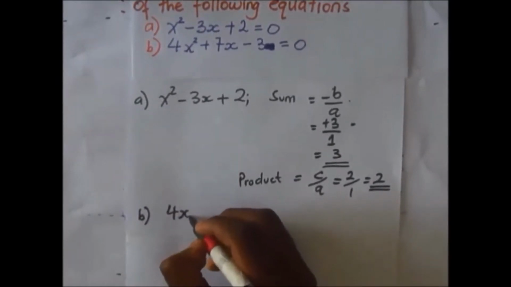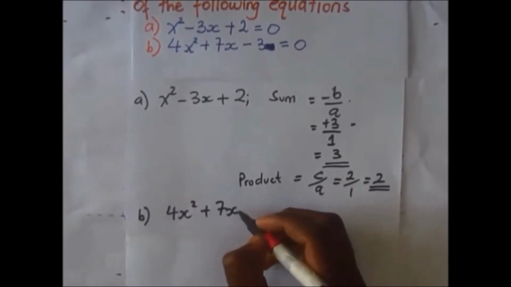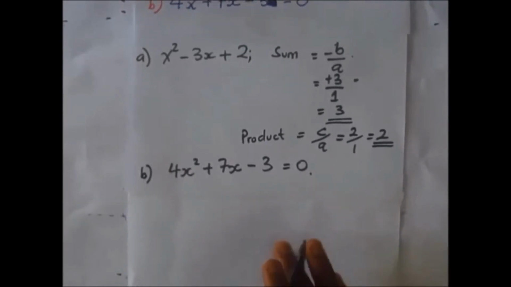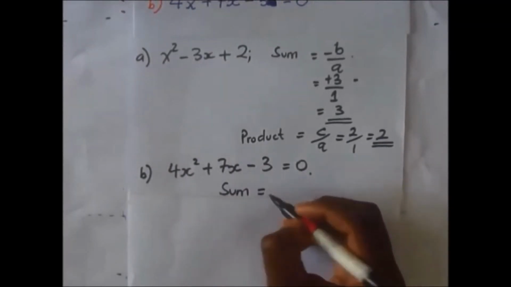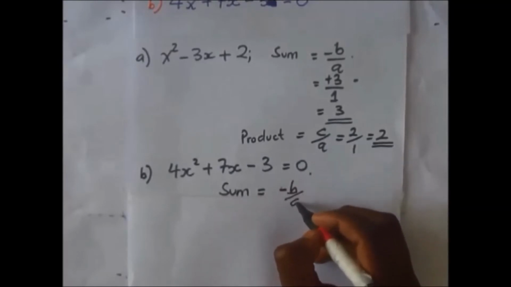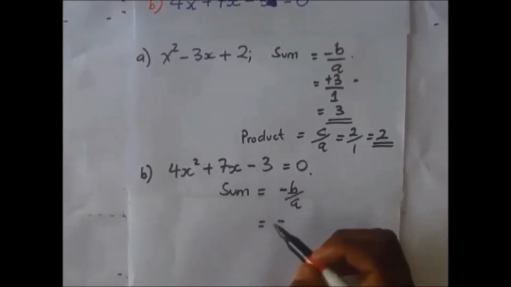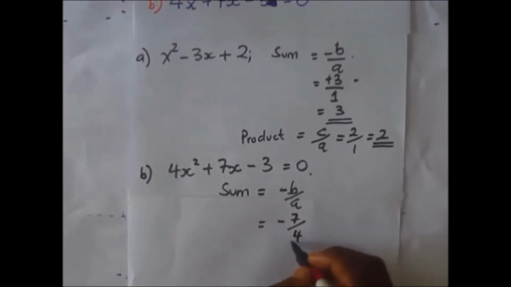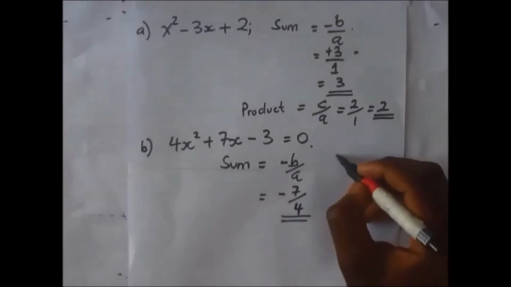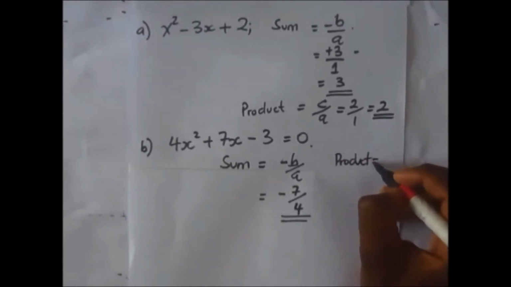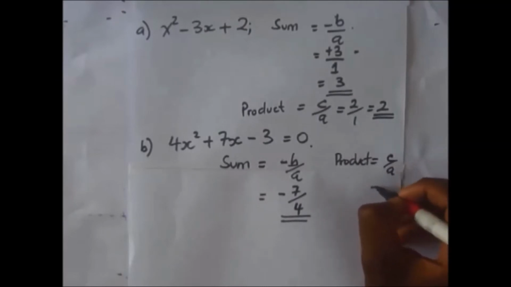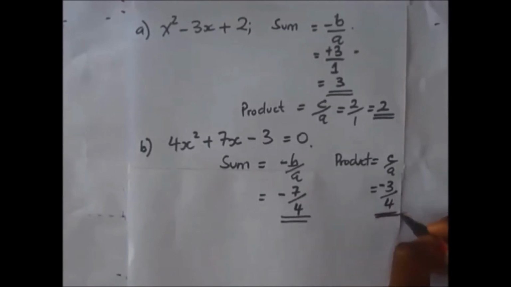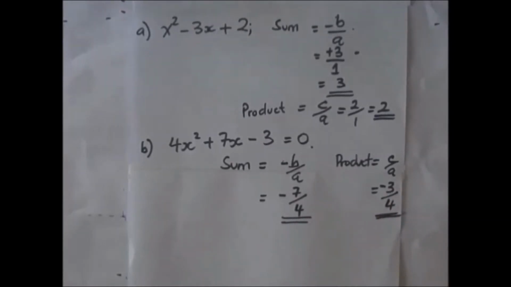Let's look at part B. Part B is 4x squared plus 7x minus 3 is equal to 0. We want to find the sum and product of that equation. The sum is going to be equal to negative b over a. B is 7, over a, which is 4. So this is the sum. And then the product is going to be c over a. What is c? C is negative 3, over a, which is 4. So the sum is negative 7 over 4, the product is negative 3 over 4.